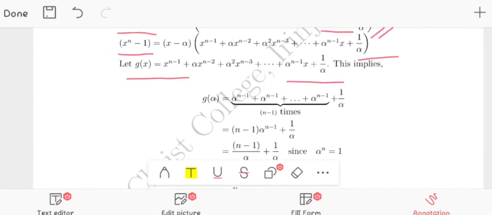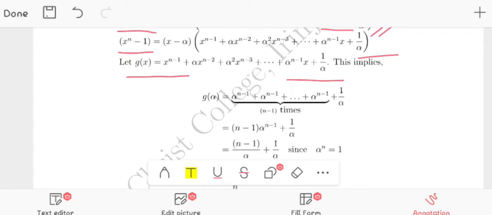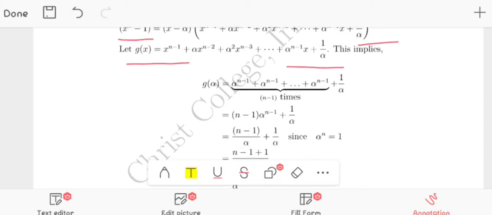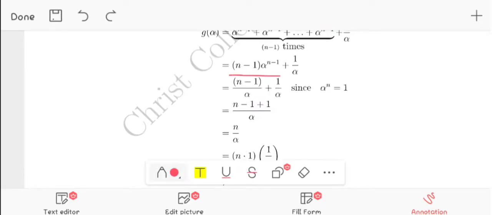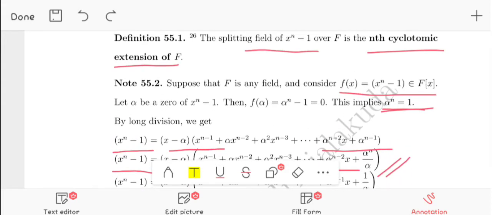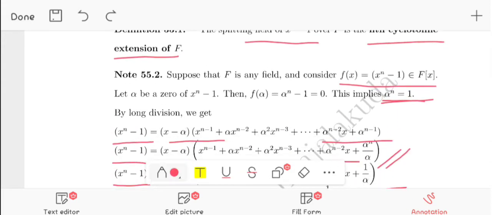alpha. This implies g(alpha), putting alpha in the place of x, equals alpha raised to n minus 1 plus alpha raised to n minus 1 plus etc plus alpha raised to n minus 1 plus 1 by alpha. Here alpha raised to n minus 1 appears n minus 1 times, that is, g(alpha) equals n minus 1 into alpha raised to n minus 1 plus 1 by alpha. We've already got that alpha raised to n equals 1.